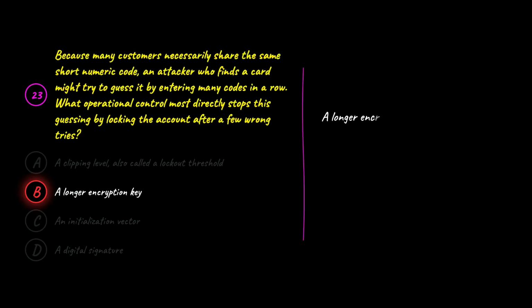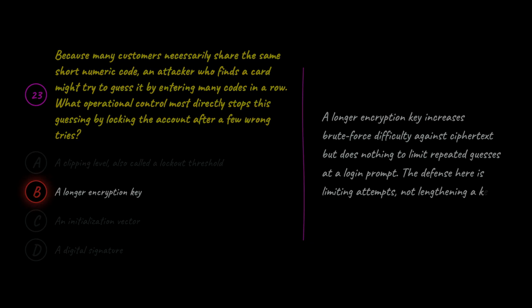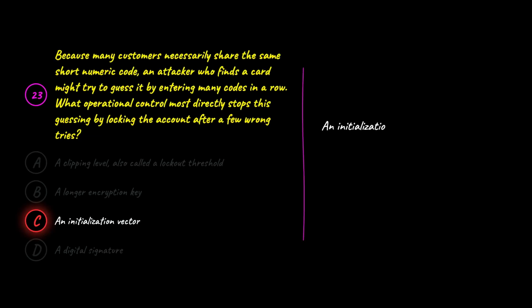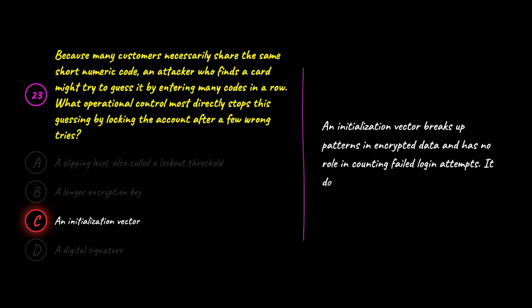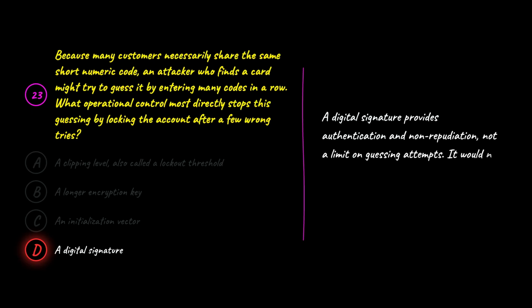B is wrong because a longer encryption key increases brute force difficulty against ciphertext, but does nothing to limit repeated guesses at a login prompt. The defense here is limiting attempts, not lengthening a key. C is wrong because an initialization vector breaks up patterns in encrypted data and has no role in counting failed login attempts. It does not lock an account. D is wrong because a digital signature provides authentication and non-repudiation, not a limit on guessing attempts. It would not stop someone from repeatedly entering codes.